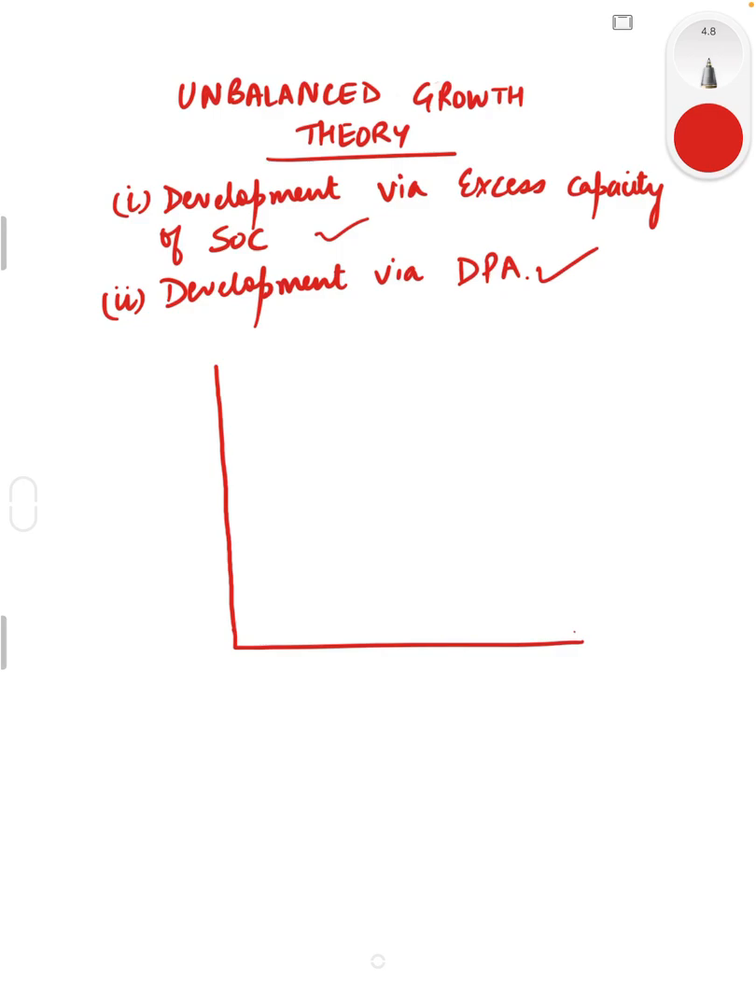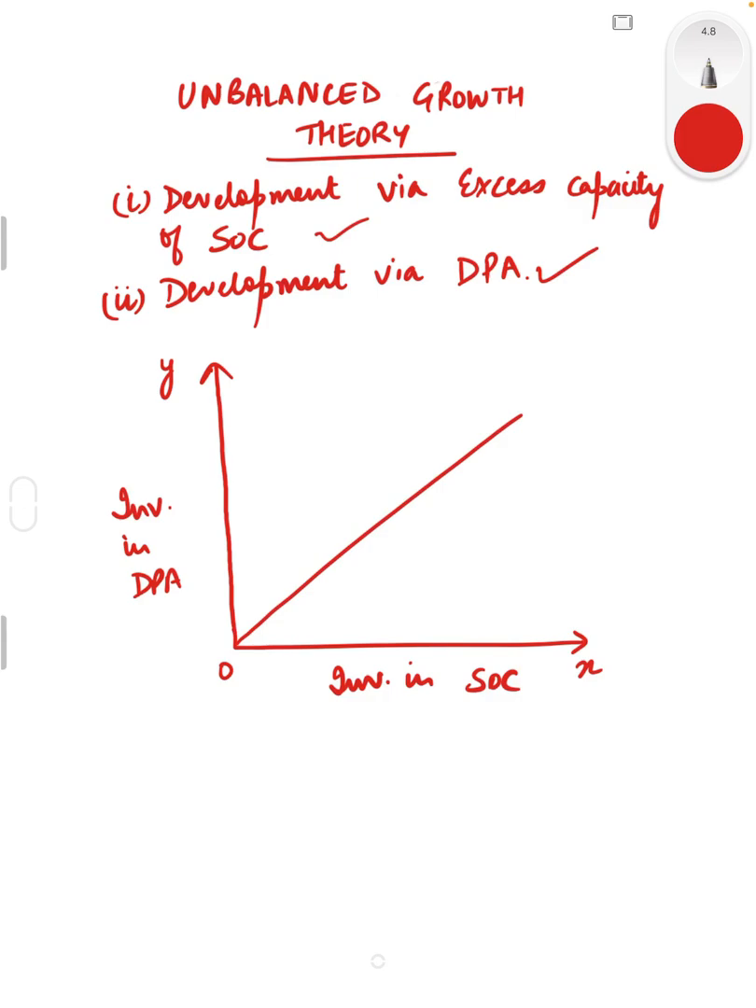For this you will be taking along the x-axis investment in SOC, which is social overhead capital, and along the y-axis you will be taking investment in DPA, which is your directly productive activities, right? And then you will be drawing a straight line through the origin. This is known as a 45-degree line. And what does this straight line represent? It represents a balanced growth path, right? That is basically to show that the economy will be growing along this particular line. That is why they've drawn a reference line, a 45-degree straight line through the origin, right?